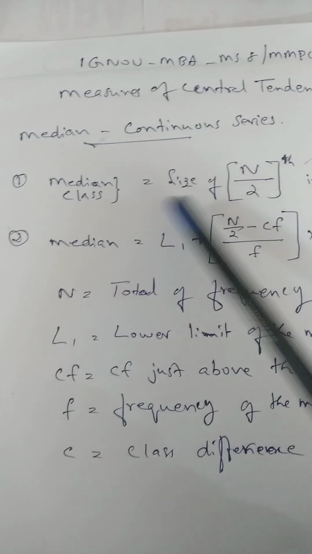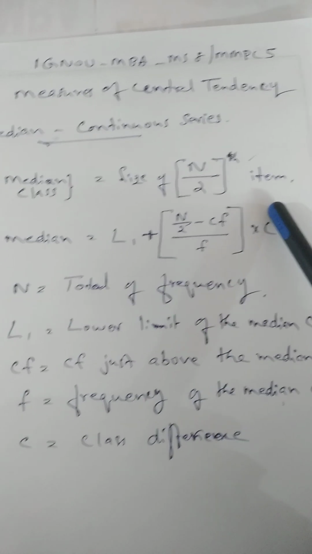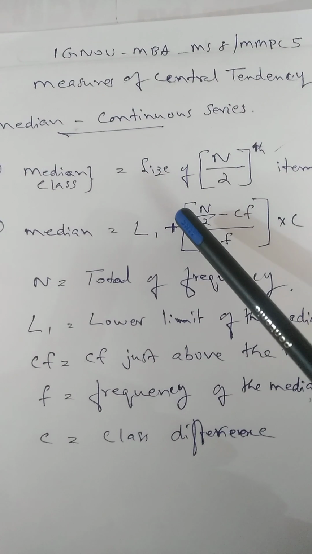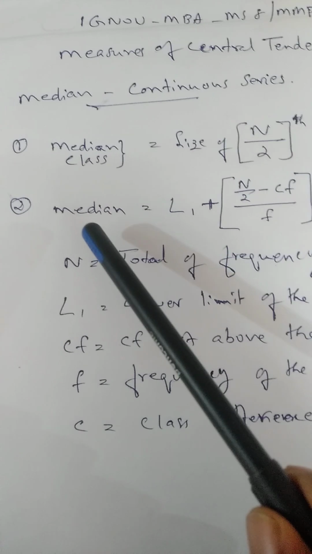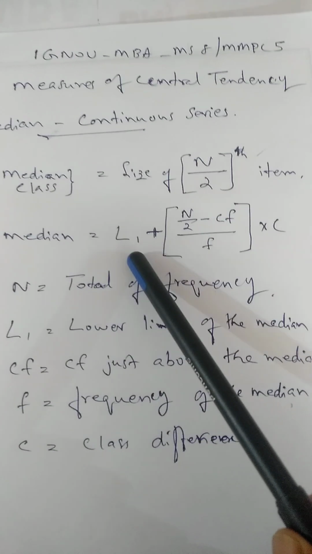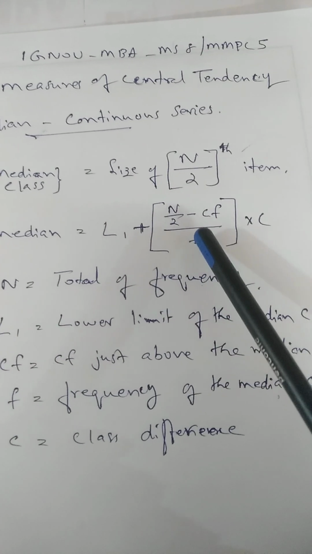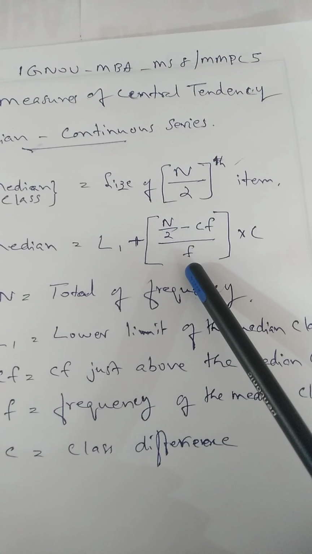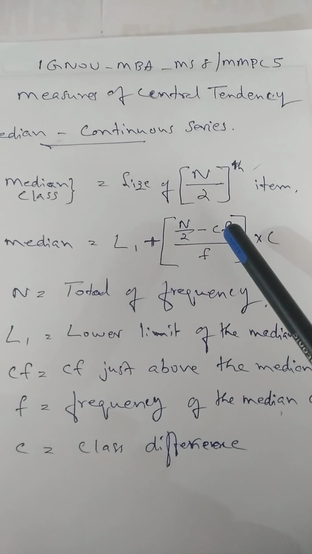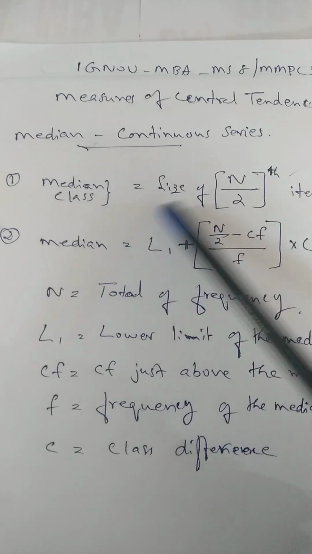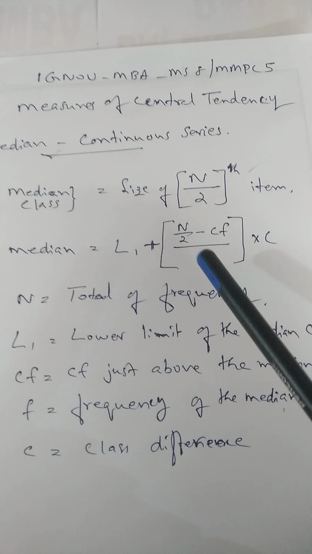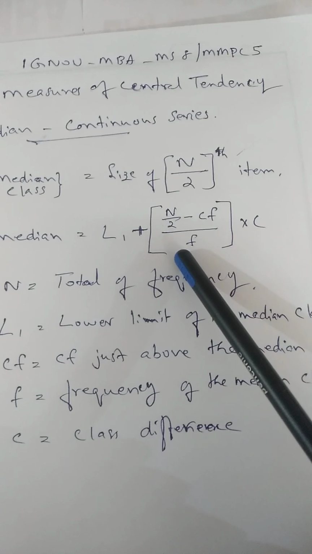After finding median class by using this formula, to find the median from the median class, we have to use the next formula, which is median is equal to L1 plus n by 2 minus Cf divided by F into C. So in the first step, by using this formula, we find out the median class, and in the next step, we find the median from the median class by using the second formula.